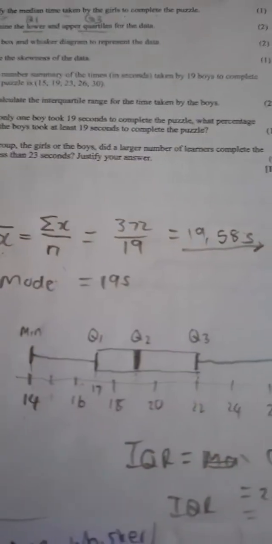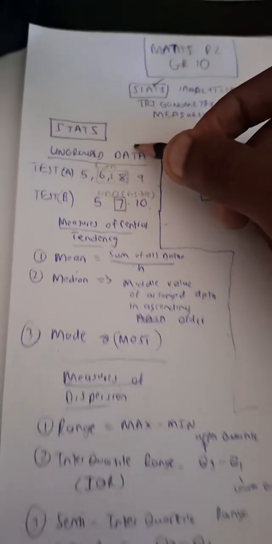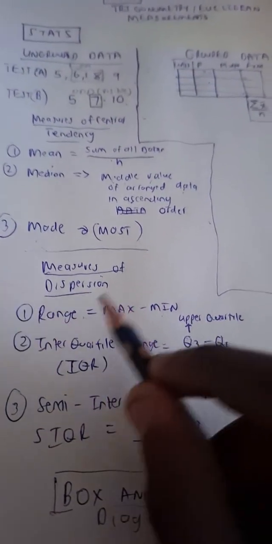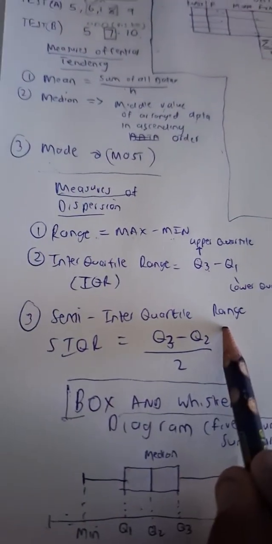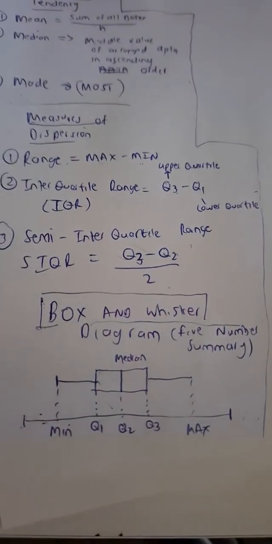Okay, guys, that pretty much wraps that up. So that's just a bit of a taste in our application of ungrouped data. Had they asked us to calculate the range, we would have taken the maximum value minus the minimum value. Had they asked us to calculate the semi-interquartile range, we would have taken Q3 minus Q1 and divided by 2.